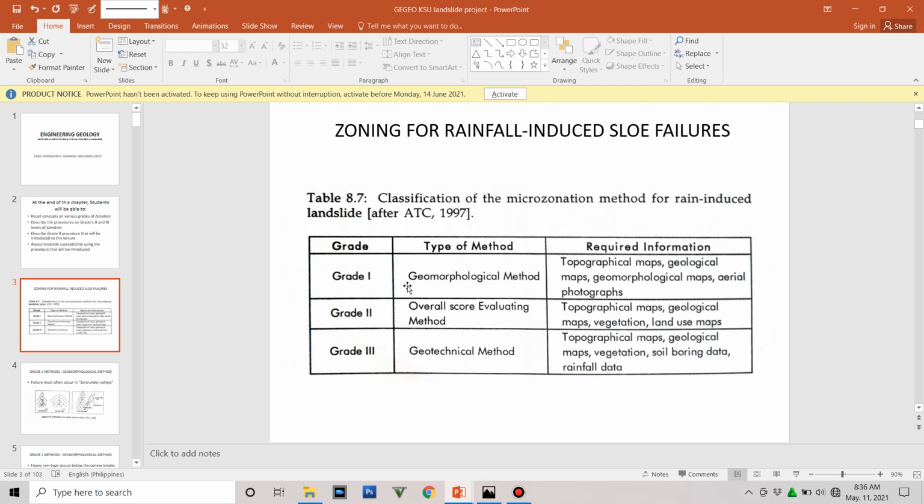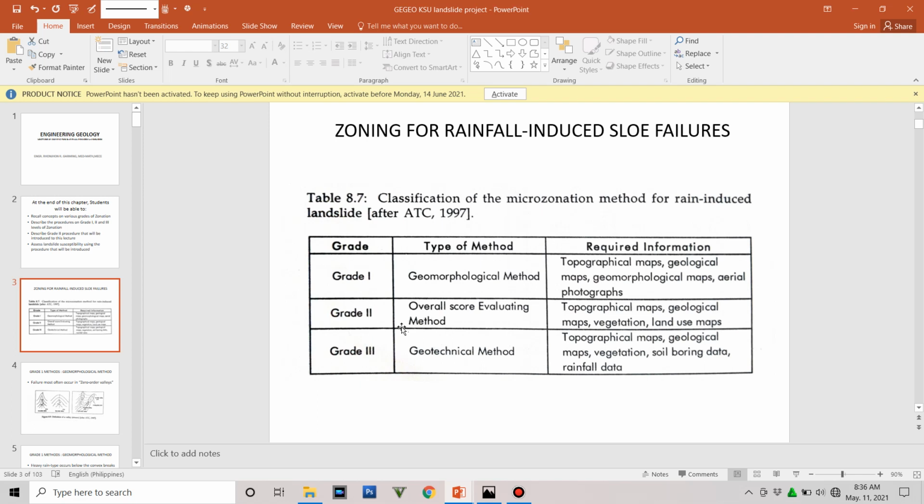So for grade 1, we have the geomorphological method. When we say geomorphology, it refers to the physical attribute of the slope. The required information for that is topographical maps, geological maps, geomorphological maps, and the aerial photographs. We can find many of those in established maps by the Mines and Geosciences Bureau in our country.